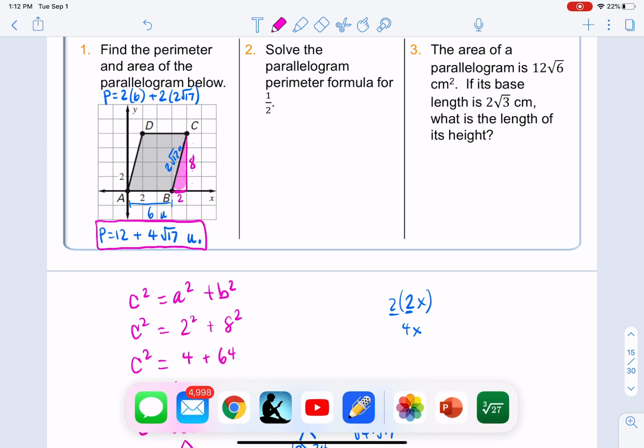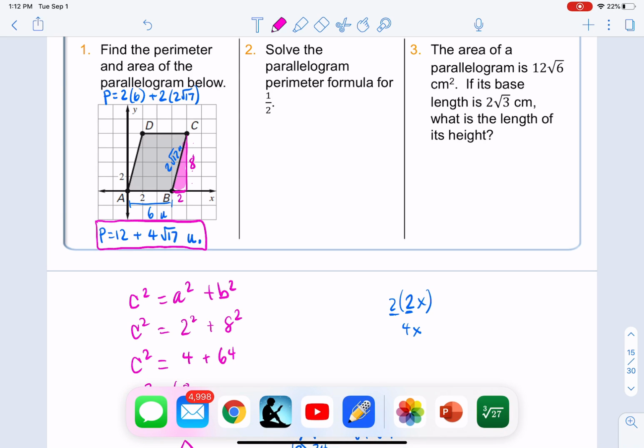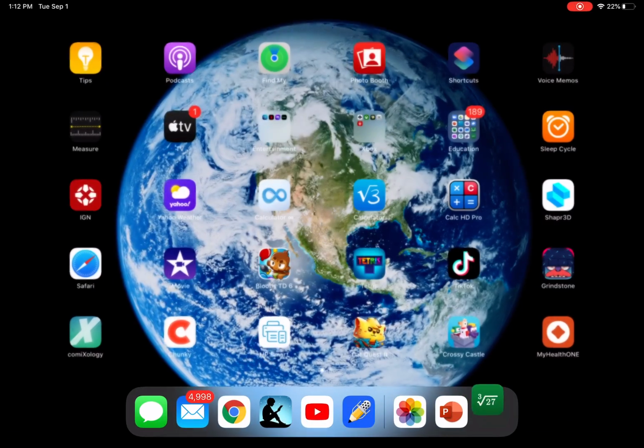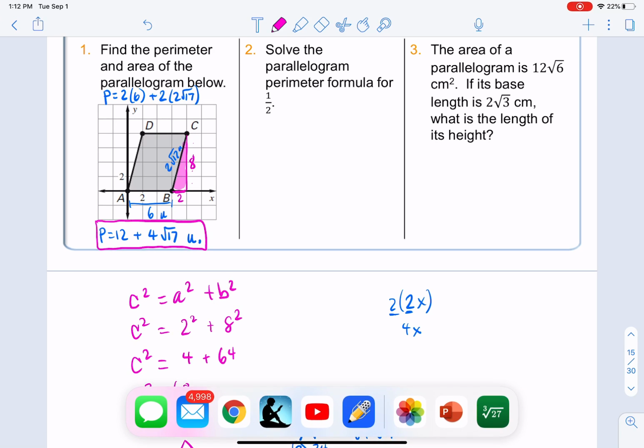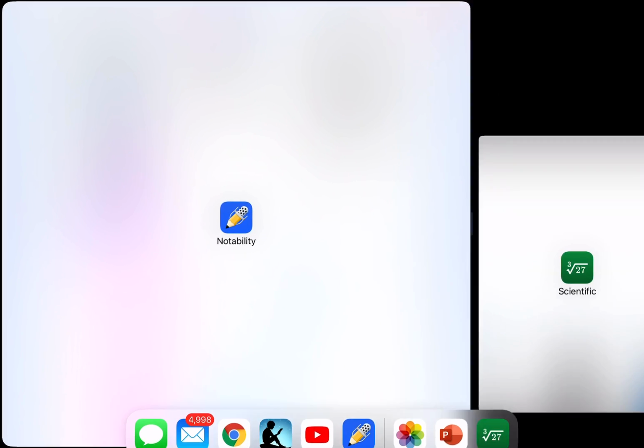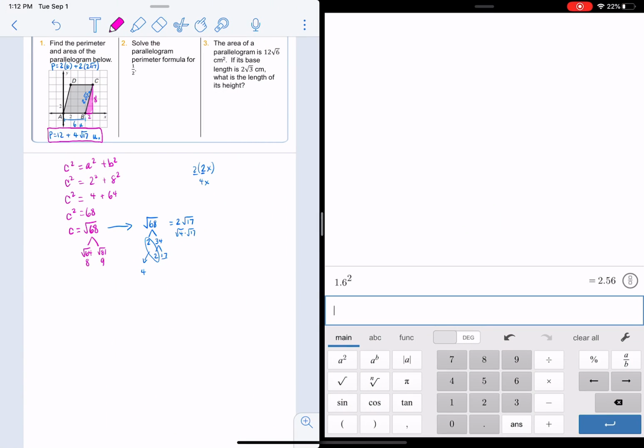So let's punch stuff into the calculator. The calculator loves to be punched. It's like a punching bag. As a matter of fact, I can open them both at the same time and then just type it in that way. So I can see stuff that I'm supposed to be typing in. I have 12 plus 4 square root of 17.